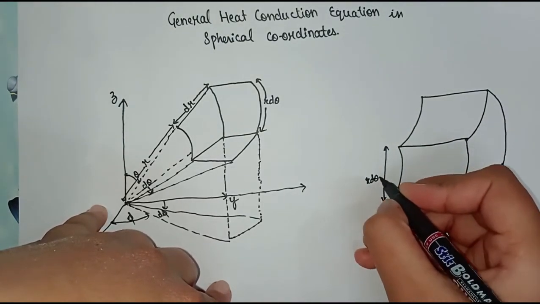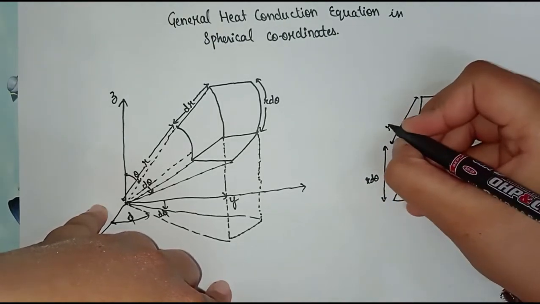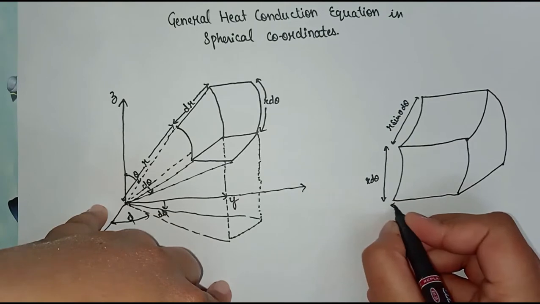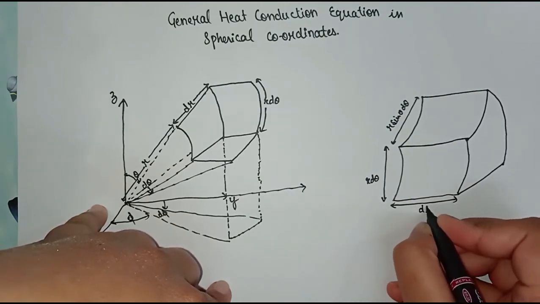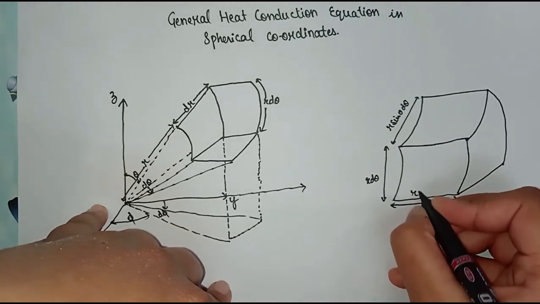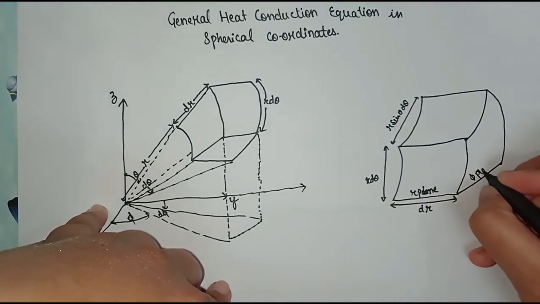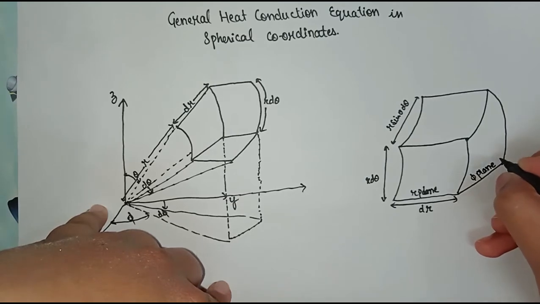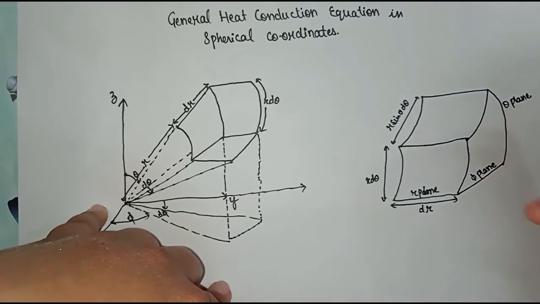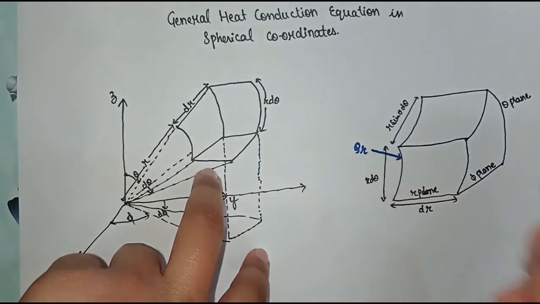This length is r d theta. This length is r sine theta d phi. And this length is dr. And now we will mark the planes. This is the r plane. This is the phi plane. And this is the theta plane. So this is how it will be in different directions.